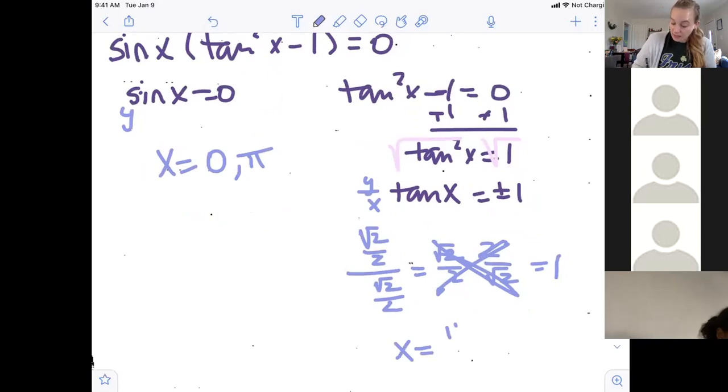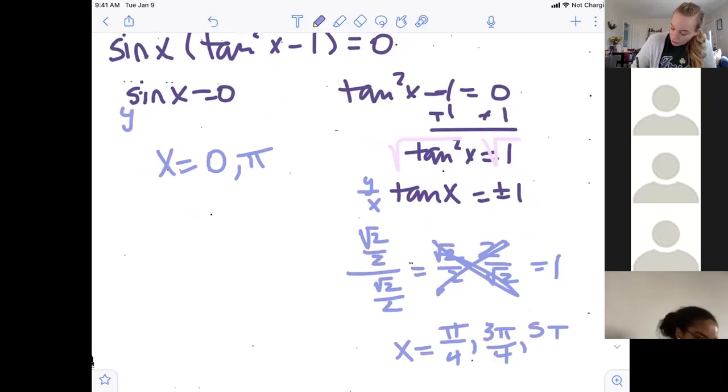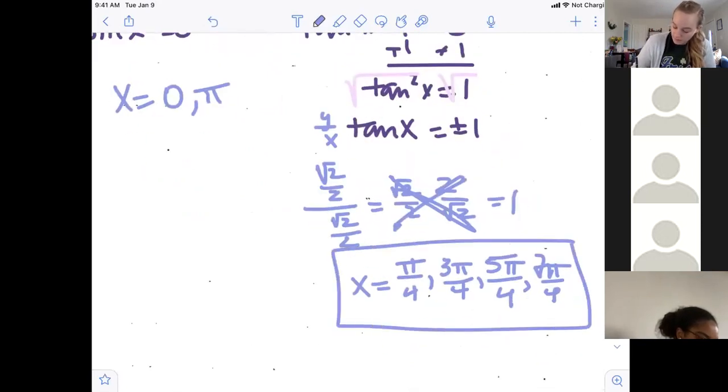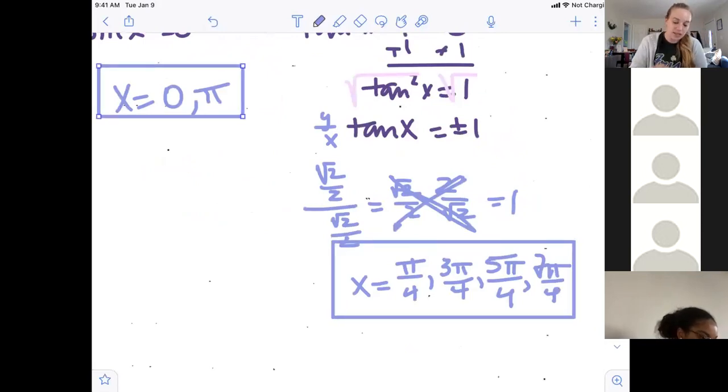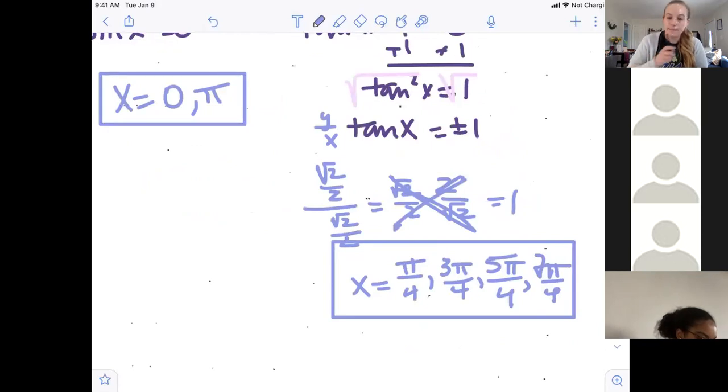That means that x is at, and again, I'm in radians, so I'm at pi over 4, I'm at 3 pi over 4, I'm at 5 pi over 4, and I'm at 7 pi over 4. You could write all these answers together, or you can just list them by themselves. That's totally fine either way.